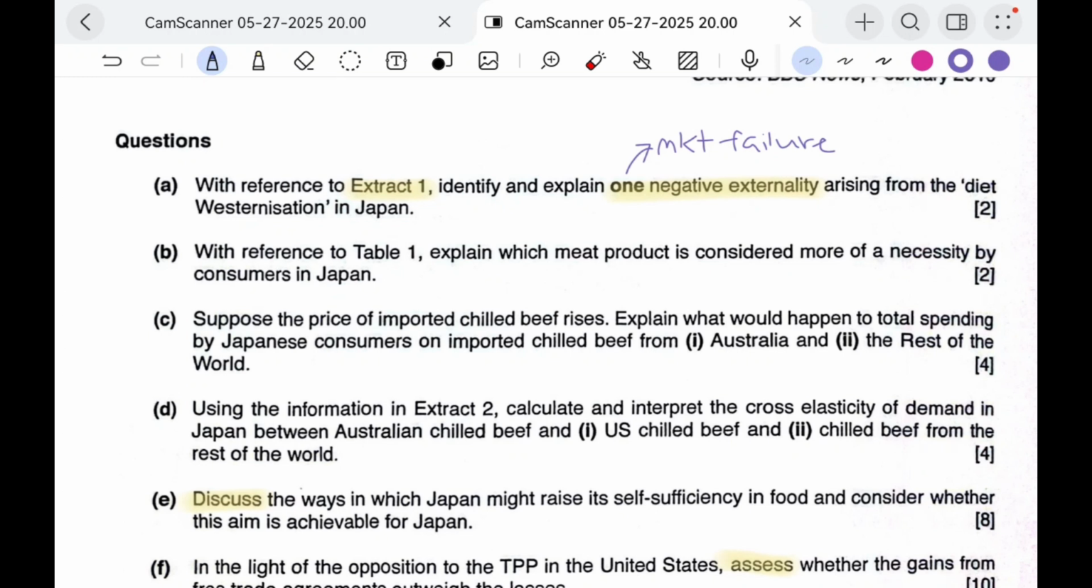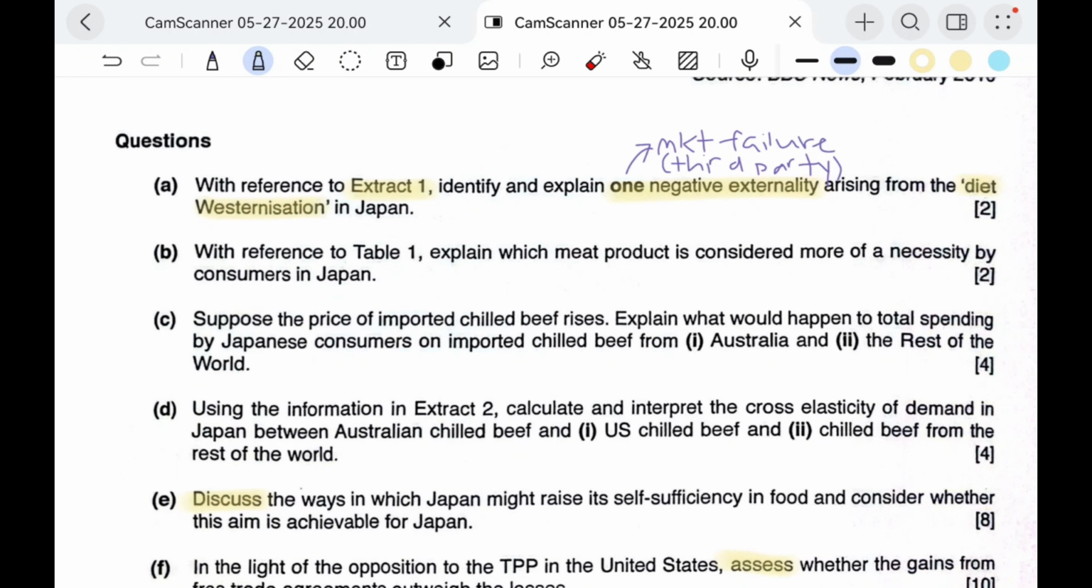Okay, in this case, because we haven't read the extract, we are not so sure what could be the answer, but the structure to approach this will be, okay, when we look at negative externality, we know that negative externality talks about your third party impact. So this is about when you do an action, you impact those around you who are not involved in the action. So it could be positively, which is positive externality. Then you have negative, which is negative externality. So here we will need to go to the abstract and understand what happens at the diet westernization in Japan.